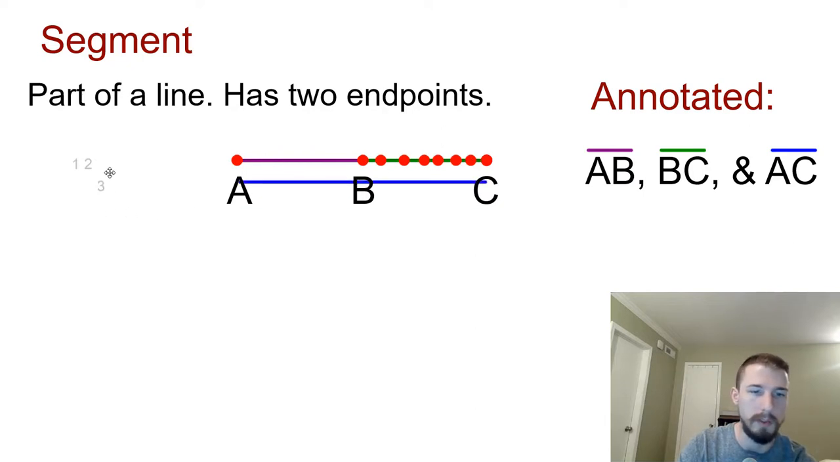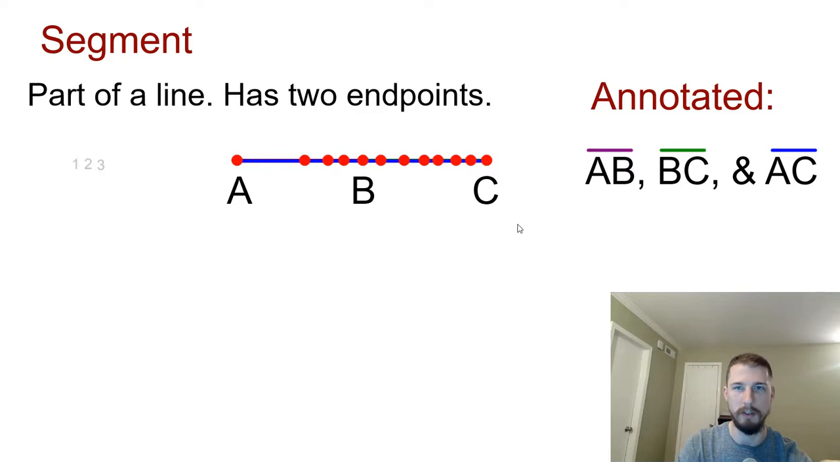Then the last one would be segment AC. So once again, all the possible points that exist strictly between A and C. And keep in mind, there's still infinitely many. Oh, that's the last one. There's infinitely many of them that exist on that. I'm using infinite a lot, aren't I? Anyway, so that's a segment.